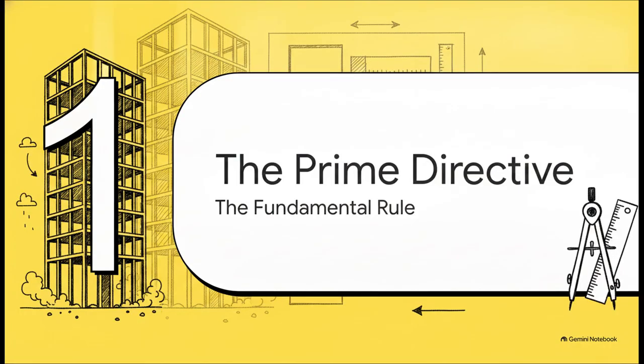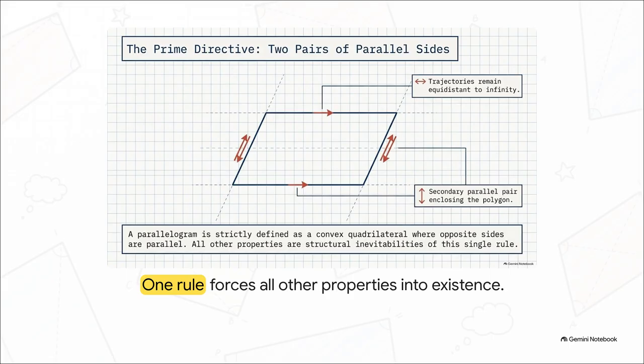The prime directive. Okay, so every great architectural structure starts with a core rule, right? And for our shape, we call this the prime directive. Check out how simple this directive actually is. A parallelogram is born from literally one strict rule. Opposite sides absolutely must be parallel. That's it, the whole shebang. If you look at the red arrows on those top and bottom lines, they're showing us that the trajectories of these lines remain perfectly equidistant all the way out to infinity. Basically, they're never going to cross paths, no matter how far you draw them. And the exact same goes for that secondary pair on the sides. Everything else, literally every fascinating property we're about to cover, is just a structural inevitability of this one single rule.